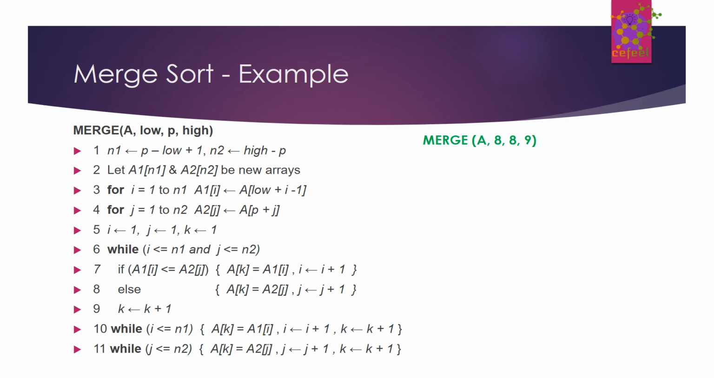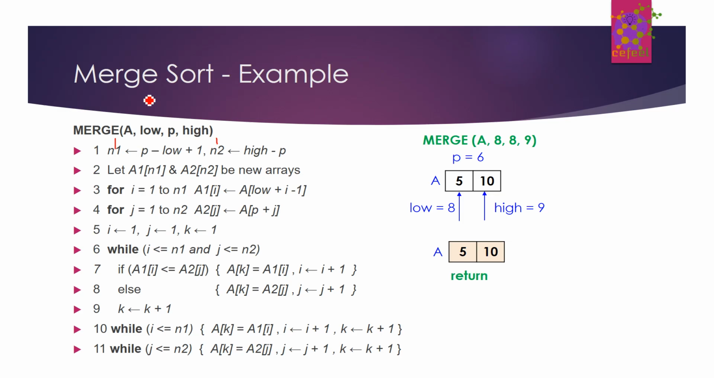I think we have 3 more or 2 more at least to merge, and we will now go a little quicker. So the first one is A889. Similarly, we have 5 and 10 here. Low points to 8, high points to 9, and p points to 6, and n1 and n2 will still be 1 here, because the smaller partitions are still of size 1, and the resultant will just be a sorted array, which in this case is just 5 and 10, and we will just return. I have skipped the intermediate steps. If you want to, you can definitely go ahead and try that out.